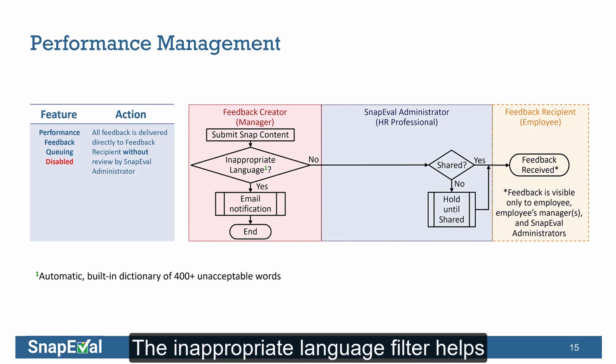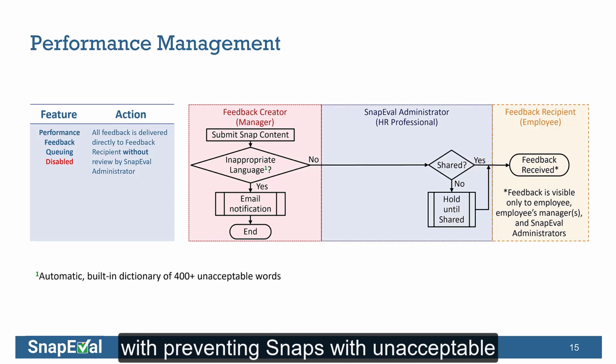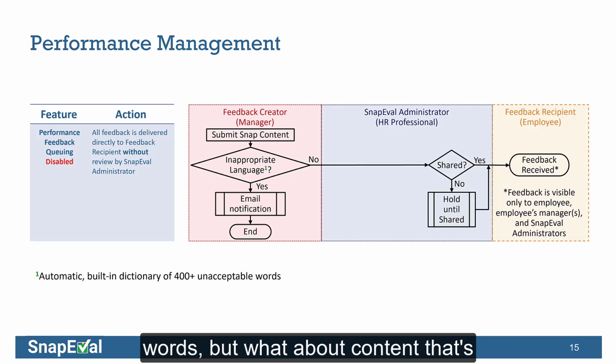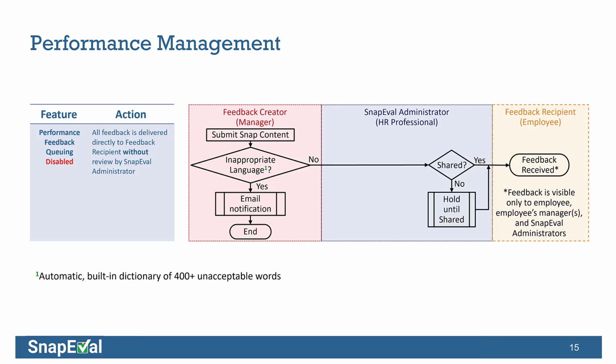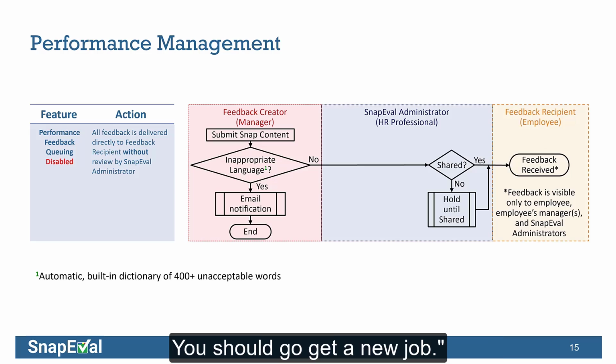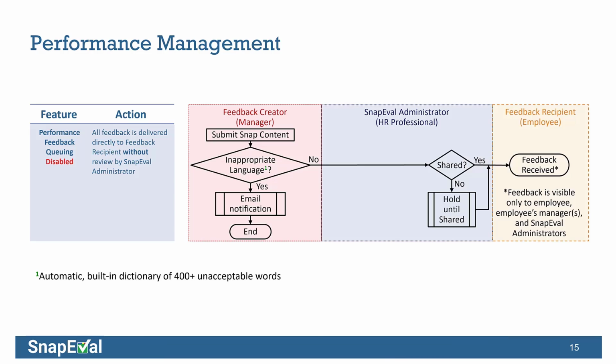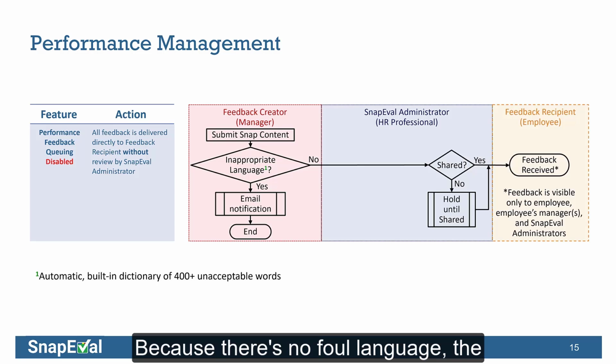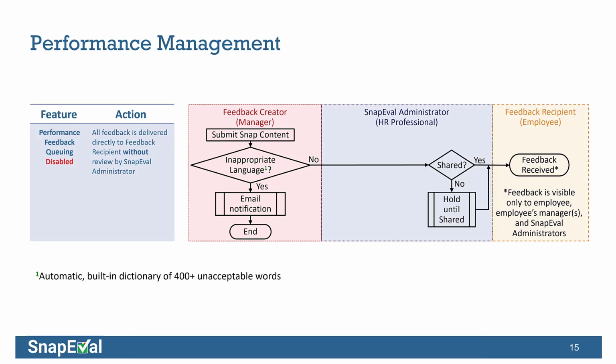The inappropriate language filter helps with preventing snaps with unacceptable words, but what about content that's unhelpful or potentially problematic? For example, what if the feedback details for a snap are, "You are a bad employee. You should go get a new job"? Because there's no foul language, the inappropriate language filter won't prevent the snap from being created.